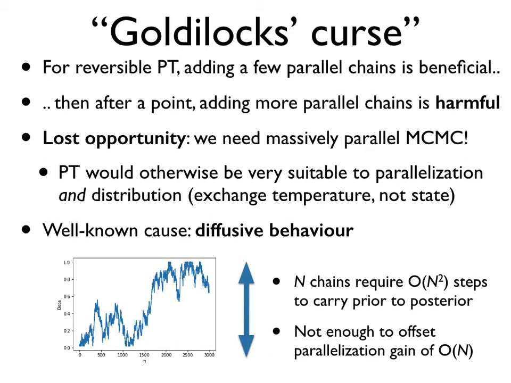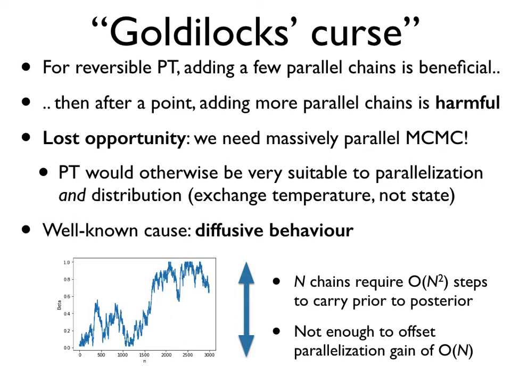And for the algorithm in its reversible flavor, there's what's called a Goldilocks curse, which means that for a reversible chain, adding a few parallel chains is beneficial. Increasing big N will help initially. Then at some point, adding more parallel chains will actually be harmful, and it's really a curse, and it's too bad because many users would love throwing more parallelization at a hard sampling problem right now, and this is saying that for reversible parallel tempering, this is not possible. Because otherwise, PT would be very suitable to parallelization and distribution.